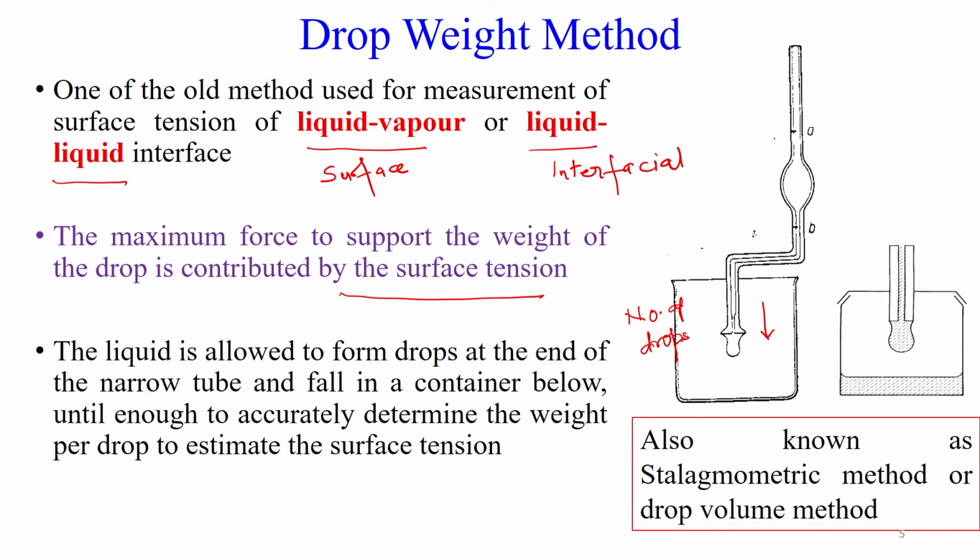because measurement of the weight of one drop may not be very accurate. So, we consider the weight of drops until enough to accurately determine the weight per drop, and once the weight per drop is known, then we calculate the surface tension of the particular liquid. This method is also known as the stalagmometric method or drop volume method, because we are going by the drop of a particular volume.